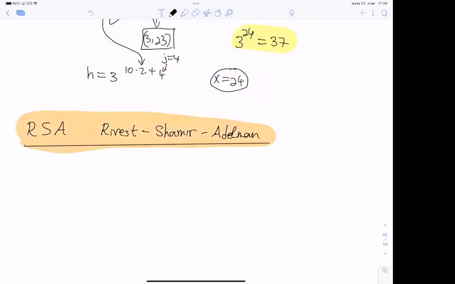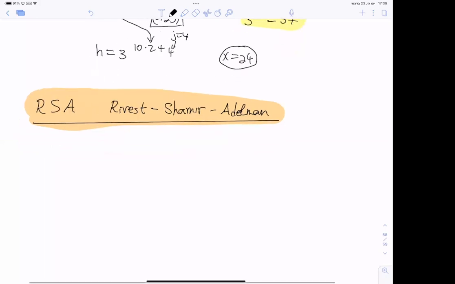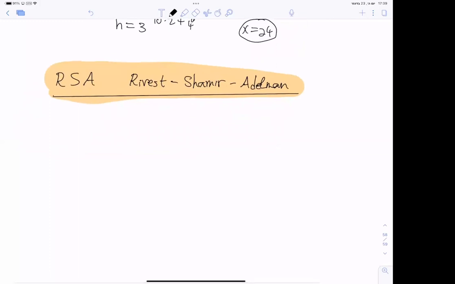This was the most popular algorithm until a few years ago. I will explain what was the attack that made it less popular, and we're going to see how we can avoid this attack. Okay. So what is the RSA? It's basically based on the order term.